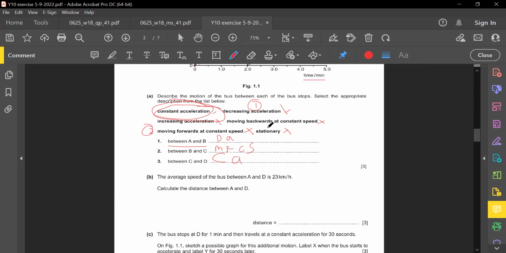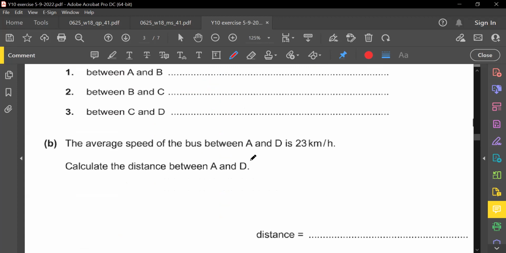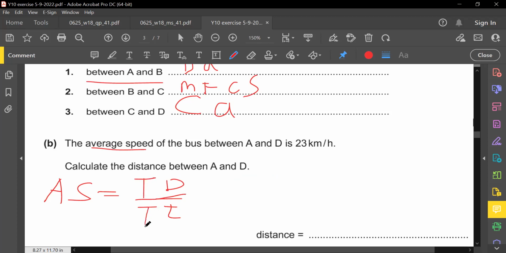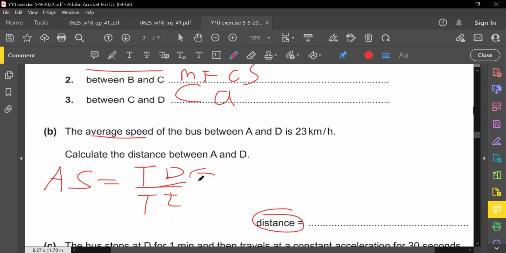All right. Then moving on to the next part here: the average speed of the bus between A and B is 23 kilometers per hour. Calculate the distance between A and B. Now, if I see the word average speed, I know speed's formula is distance over time. Average speed is total distance over total time. They want me to calculate the distance, so I need to find out the total time.